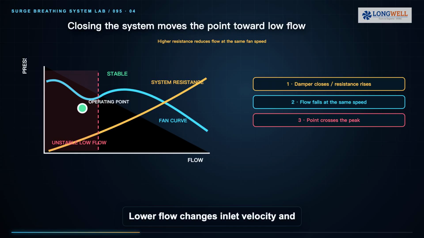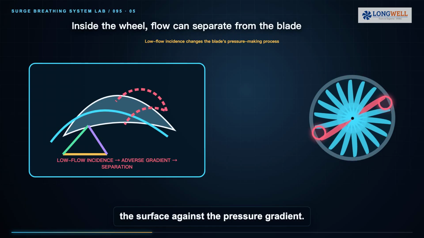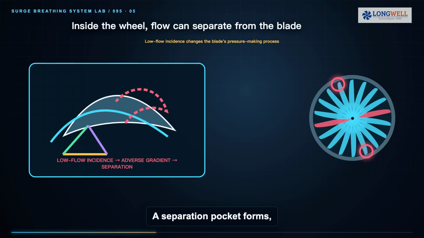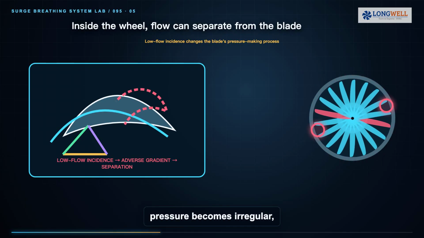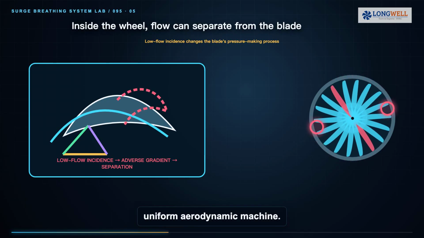Lower flow changes inlet velocity and effective blade incidence. The boundary layer may no longer follow the surface against the pressure gradient. A separation pocket forms, pressure becomes irregular, and the wheel stops behaving like one uniform aerodynamic machine.